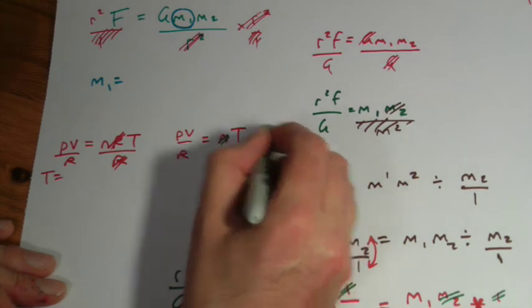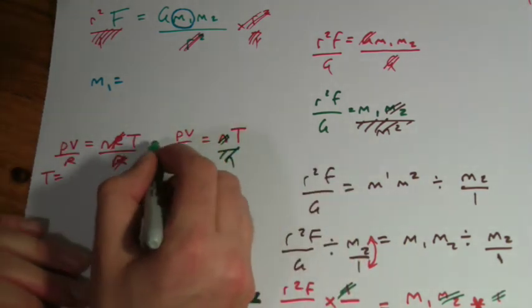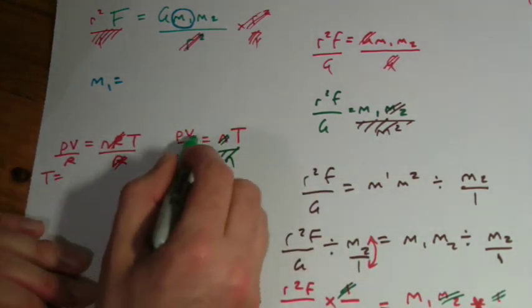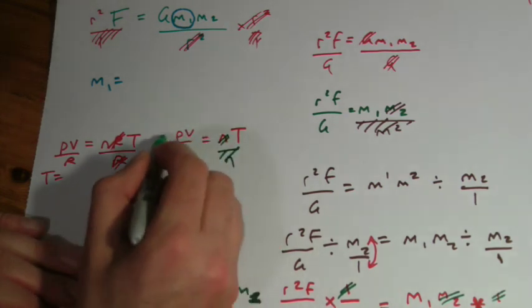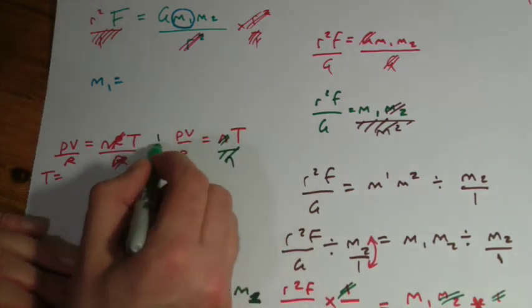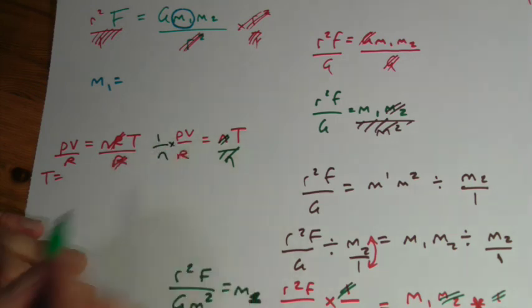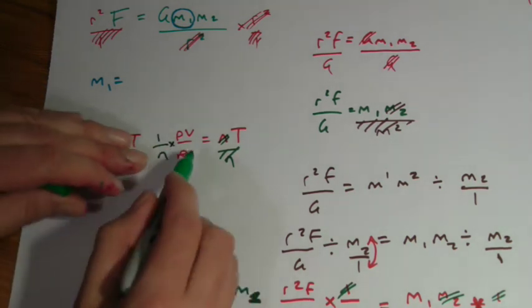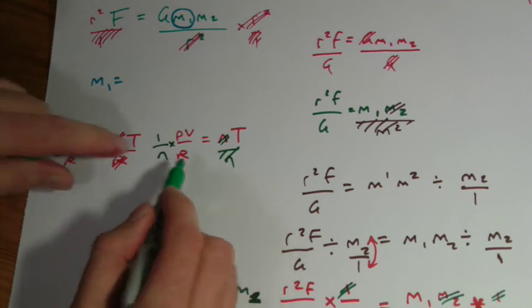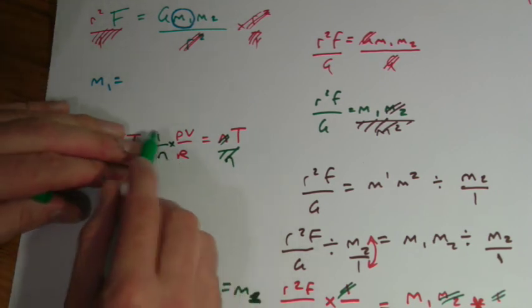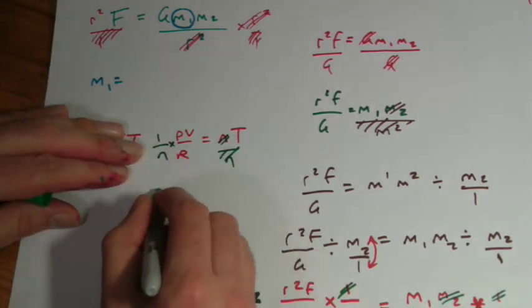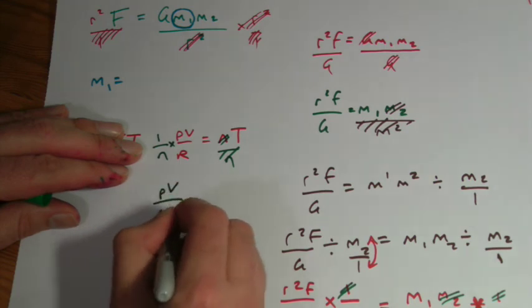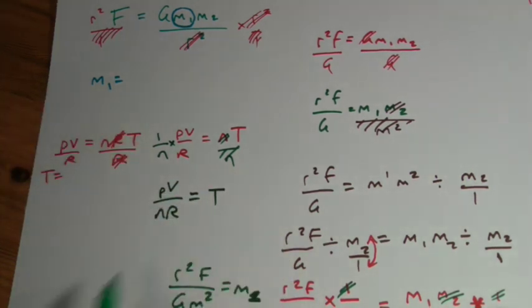So instead of it being N over 1, PV divided by R, divided by N over 1, I'm going to flip the whole thing around, I'm going to put it on this side so it doesn't matter, and it becomes that. Okay, that's the tricky step, I think, remembering that multiplying and dividing are opposites. That's what I've done. So I can now write that out as PV over NR equals T.